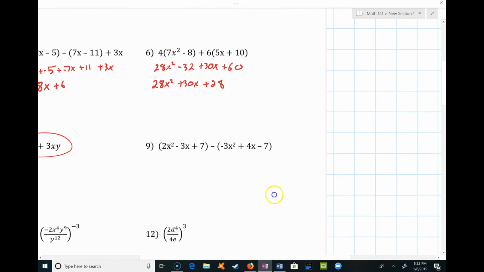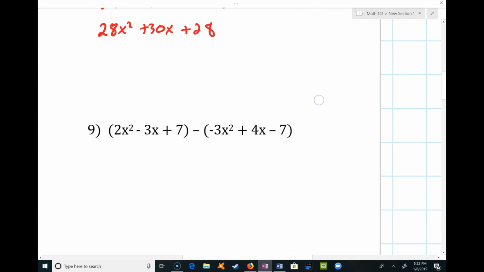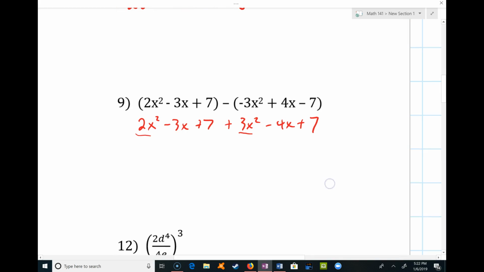Here's another one where we need to distribute the negative sign. So I'm going to rewrite this as 2x squared minus 3x plus 7, and that would be positive 3x squared minus 4x plus 7. And then I look for like terms. So the 2x squared and the 3x squared are like terms. That would be 5x squared. And the negative 3x and the negative 4x are like terms. So that would be negative 7x. And 7 plus 7, that'd be 14.